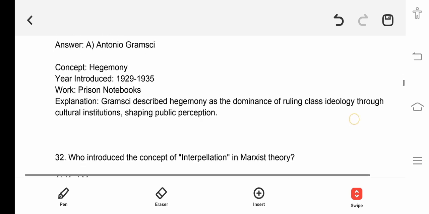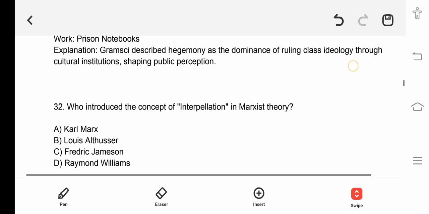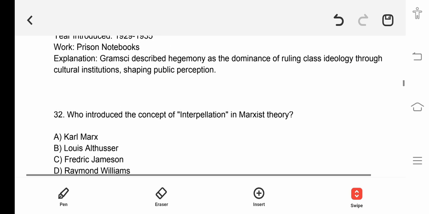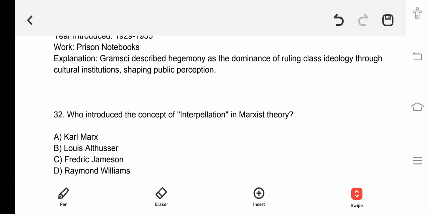Let's see question number 32. Who introduced the concept of interpellation in Marxist theory? You know that Marxist theory is related with Karl Marx.